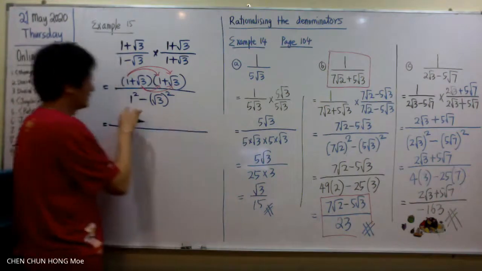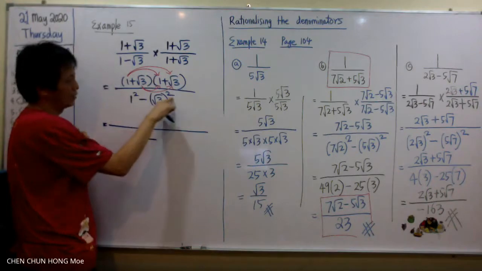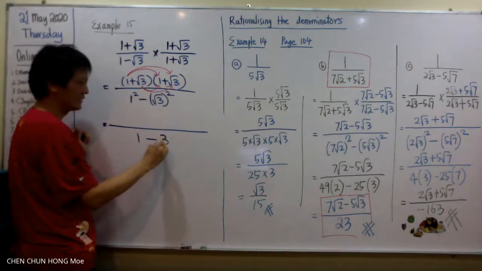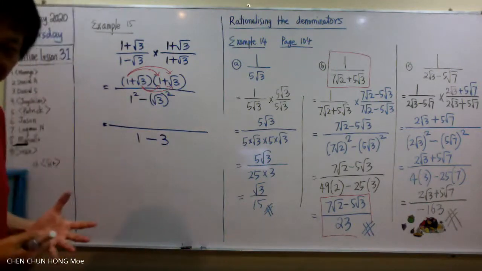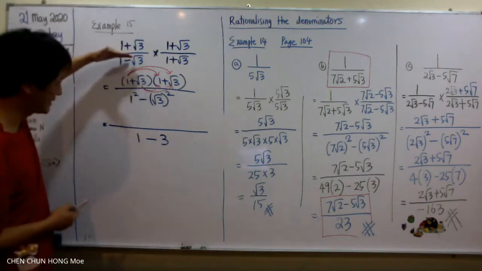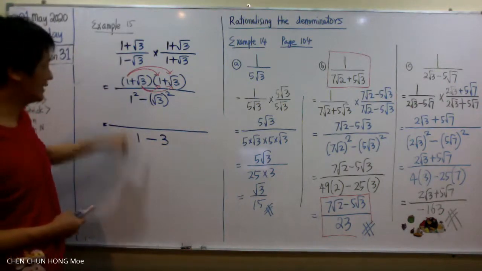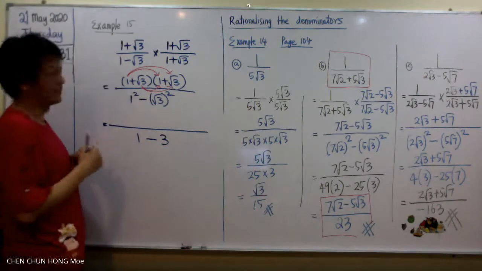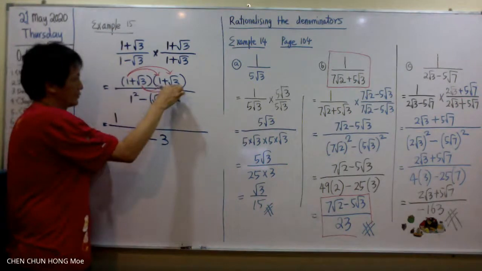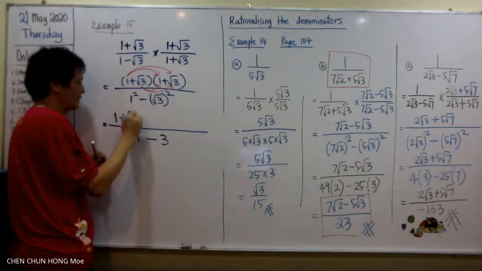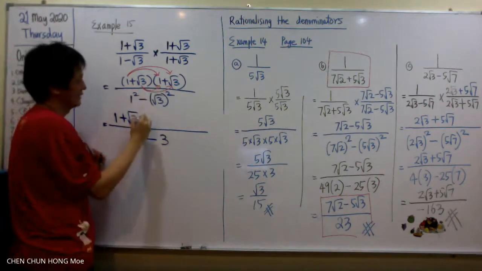So you see down here, this is more or less done. 1 squared is 1. The square root and the 2 get cancelled off each other, you get 1 minus 3. So in a way, RTD is done. We managed to rationalize the denominator and you get negative 2 as the denominator. Now it's the upstairs. So we settle upstairs: 1 multiplied by 1, you get 1. 1 multiplied by square root 3, you get square root 3. And then this multiplied by this, you get 1 square root 3.